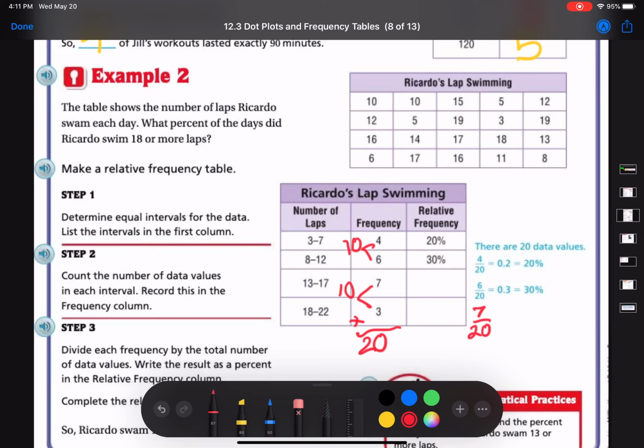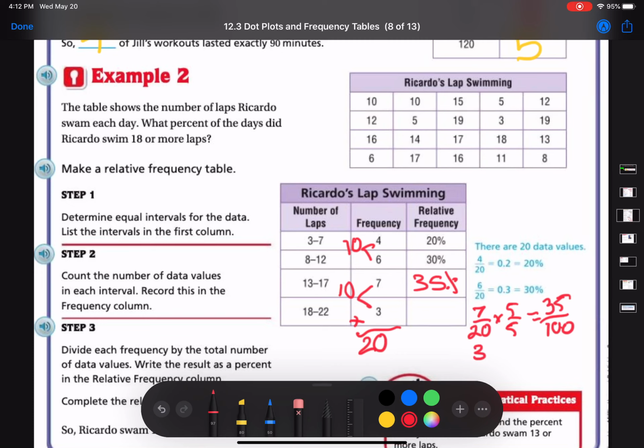Now the nice thing about this is 20 can go into 100 and percent is per 100. So we want to multiply top and bottom by 5 because 5 will change the 20 into 100. When we want to find the percent and that bottom number in the fraction can go into 100, it's really easy to get the percent then. So when you multiply across, you get 35 over 100. So that means 35%.